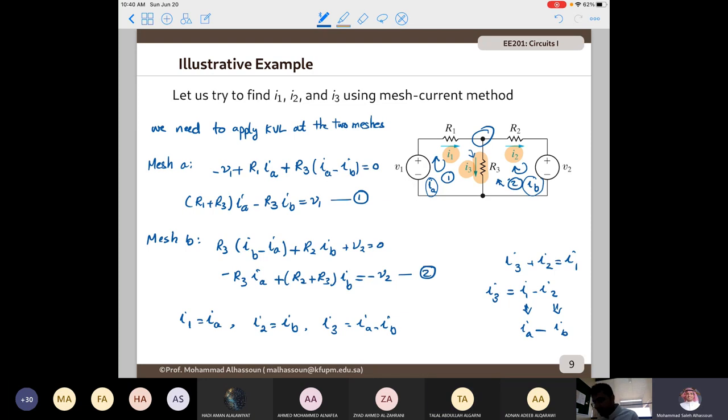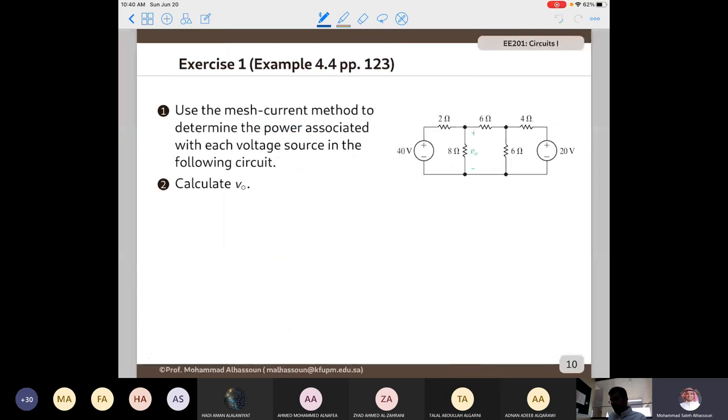So this technique could be illustrated more with an example, with an exercise. We have the following circuit, and we are asked to use the mesh current method to determine the power associated with each voltage source. So I need to find the current generated or absorbed by each voltage source. Mohammed, the question or part, or answer? Answer. Okay, good.